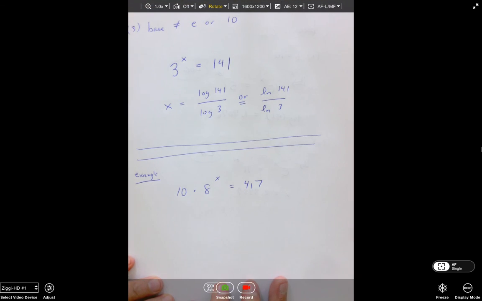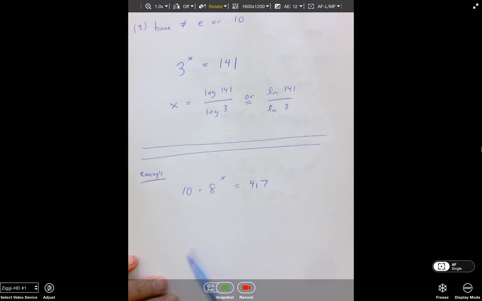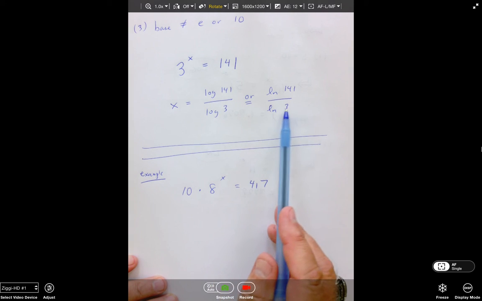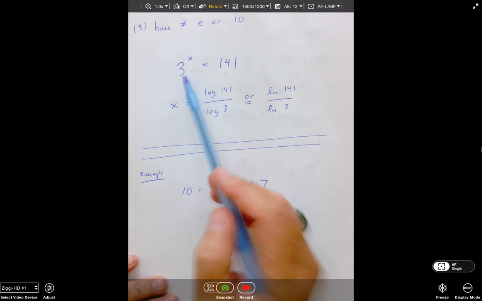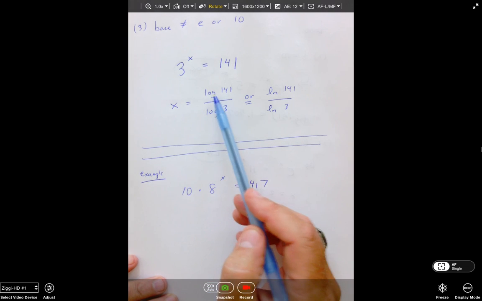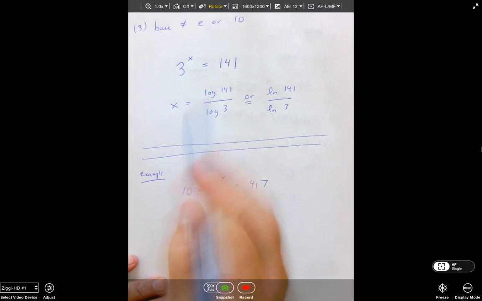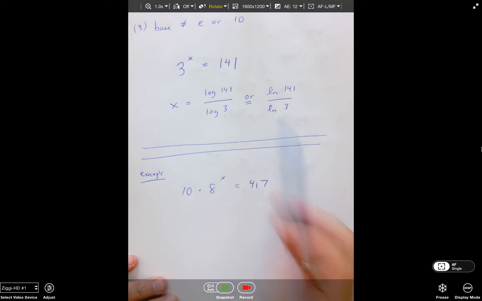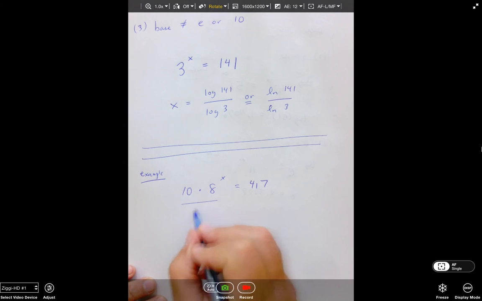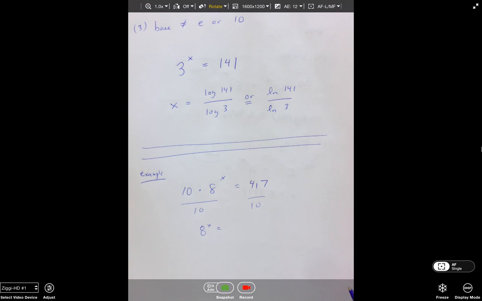To be able to apply the change of base theorem, because again, it's called the change of base theorem, we can take log base 10 over log base 10, and we just change the base to either 10 or e using this technique. But what we would do here is first divide both sides by 10 and isolate the term that has the exponent, the variable, just as we would do otherwise.